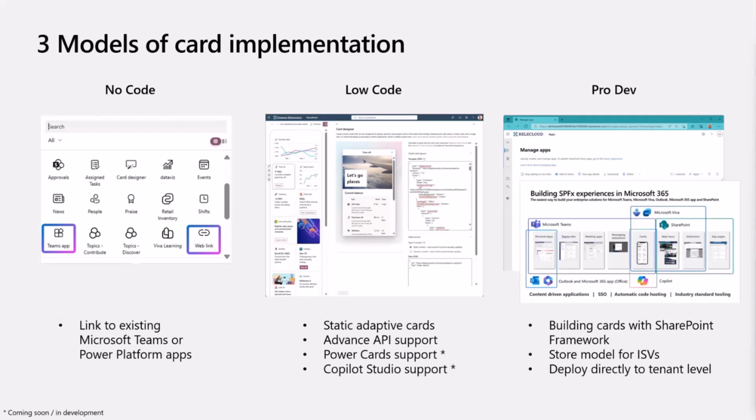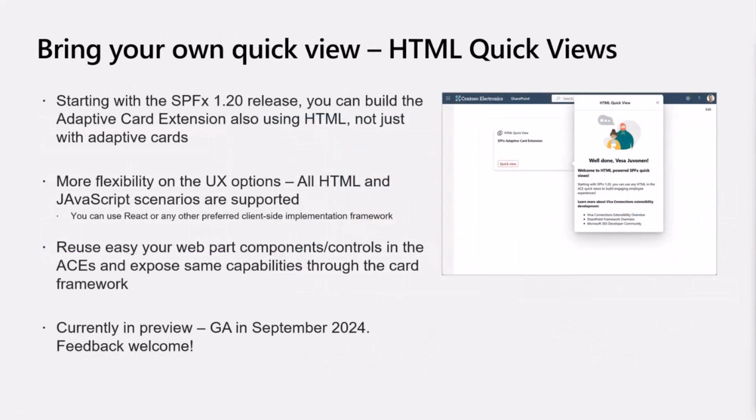Now today we're going to focus on the pro dev scenario, which is the HTML quick views. That's actually enabling us to use not just adaptive cards, but also HTML or JavaScript or whatever you want directly inside of the quick view. Quick view is the one which is presented when you click or initiate the card view. And of course, this works on any device, any experience as well. So iPad, iOS, Android, all of that in the right way.